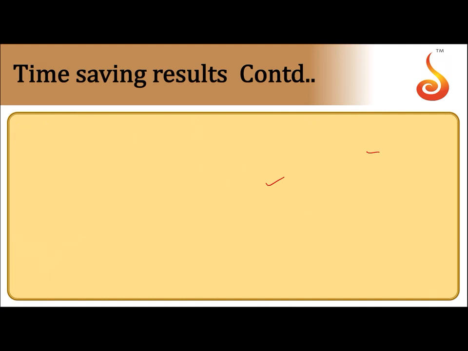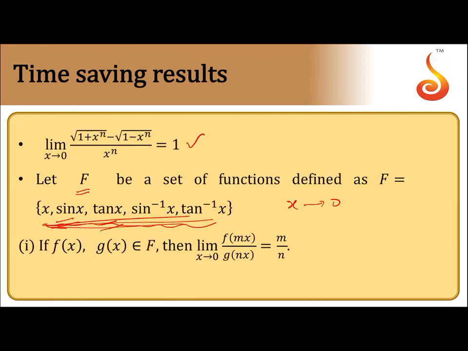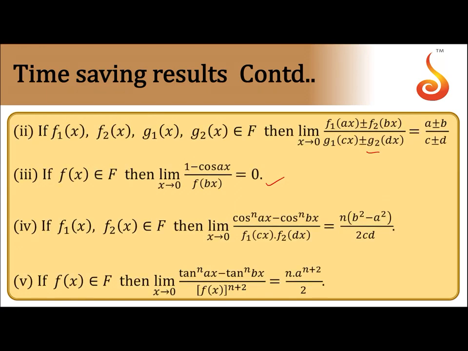So f1, f2, g1, g2 are the functions taken from this set. If they are obtained in terms of sin or tan, sin inverse or tan inverse, you just replace with a, b, c, d, giving a plus b by c plus d. And limit x tends to 0, 1 minus cos ax by a function belonging to the set. Of course, here there is one more formula: limit x tending to 0, 1 minus cos ax divided by x square is always equal to a square by 2, which helps us in simplifying the problem. Similarly, the other functions.